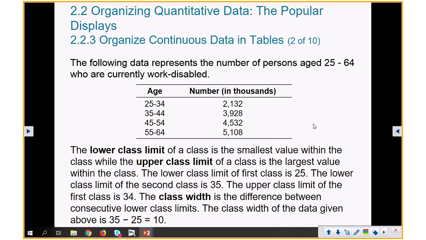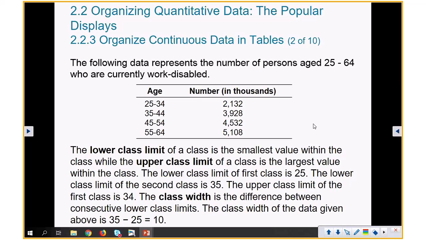Now you can write this down as an example. Don't write the words, we already covered this. Do the actual table. Don't write all that stuff because we already talked about it. So what's 25 from 35? 10. So class width is what? 10. All right, let's go ahead and find the midpoint.